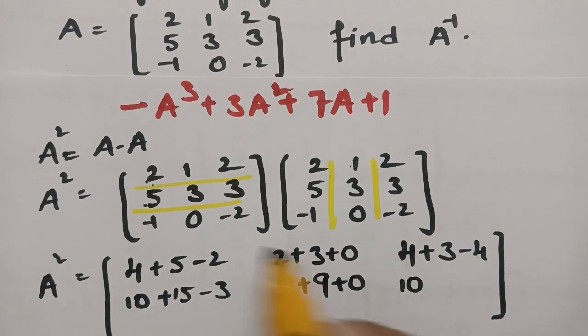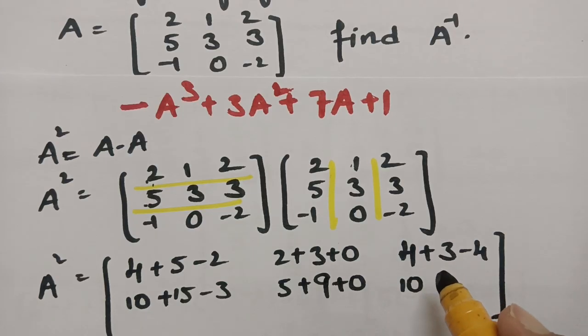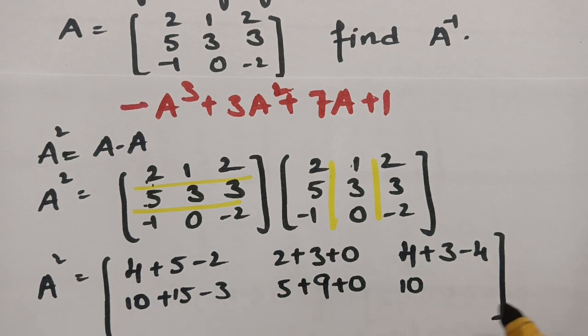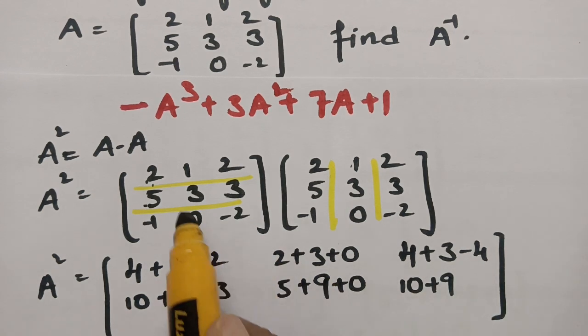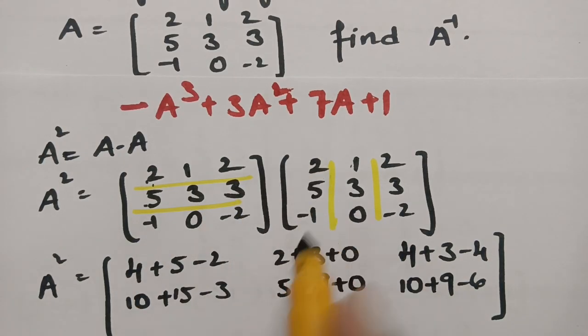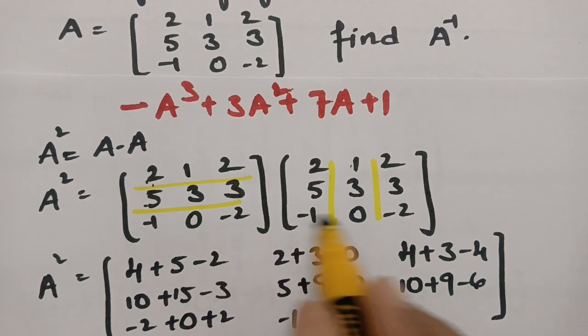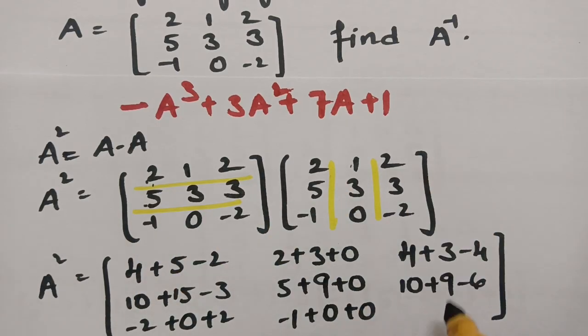So this is 10. And next thing here, this value is plus 9. Clear? This value is going to become plus 9. A square, this is going to become plus 9. And this is going to become minus 6. Clear? And the next one, minus 2. This is 0. Minus 2 into minus 1, so this value is plus 2. So this is going to become minus 1 plus 0. Minus 2 into 0 is 0. And this is going to become minus 2. And this value is going to become plus 2. And this is going to become plus 4.